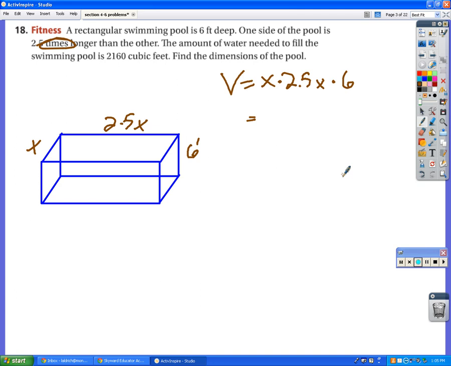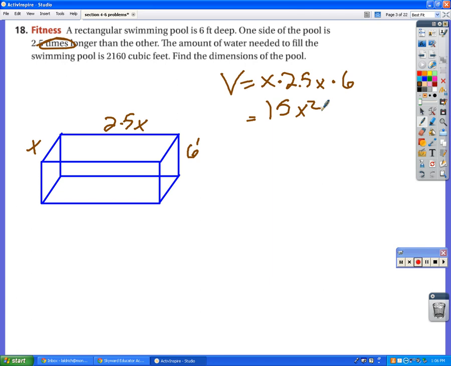Why are you doing that? Thinking about it for the x's. Can you do the 2.5x times x? Yeah, 2.5x times x. Why are you doing 2.5 times x? Because I'm multiplying the numbers together first, and then I'm going to multiply the x's together. I said 15. So 6 times 2.5 is 15, x times x is x squared, and so that is the volume of the pool.